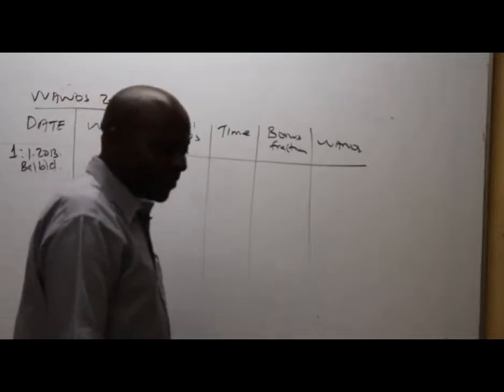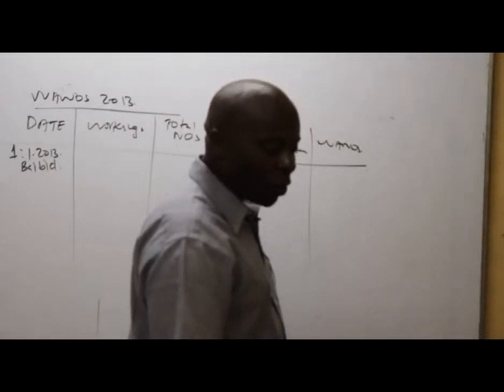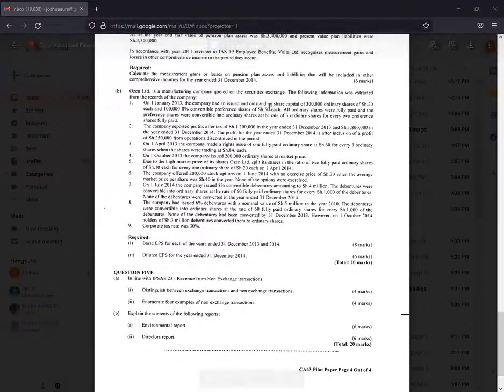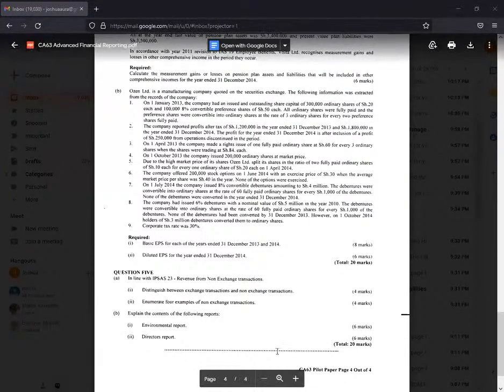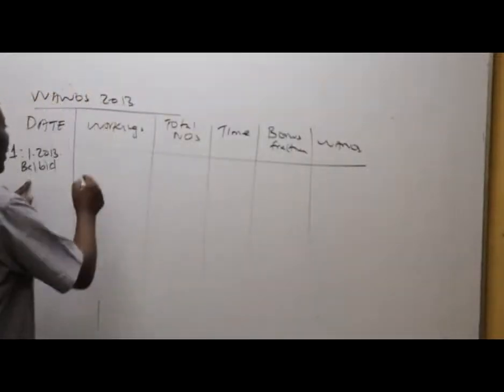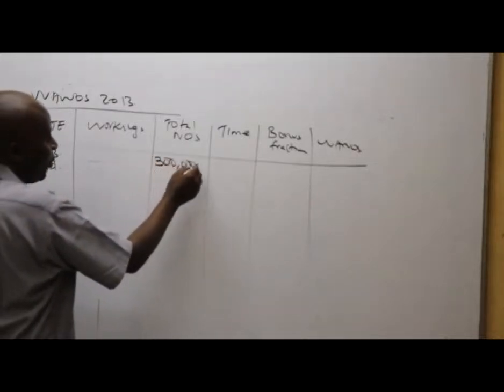300,000? Please don't bring preference shares here. Here we are only bringing the number of ordinary shares. So in this case, on 1st of January, the company had an issued and outstanding share capital of 300,000 ordinary shares. Please remember, we bring the number of ordinary shares. So the balance brought down in the working is 300,000, the total number that we began with.